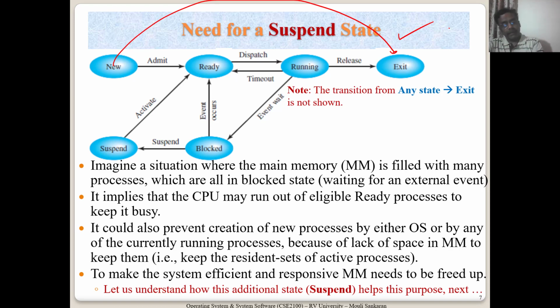The file is corrupted, and the OS is not able to read the executable and load it onto the main memory because the file is corrupted. Then also it will go into exit. So this is possible. Now, what are the possible states you can come from ready to exit?